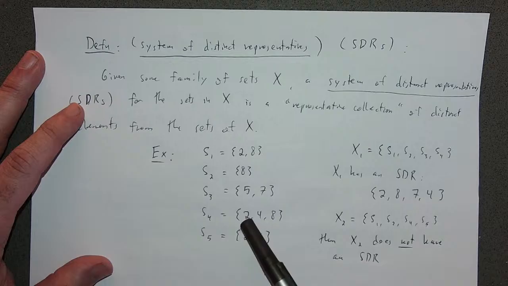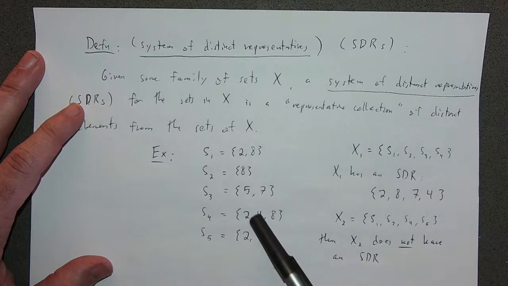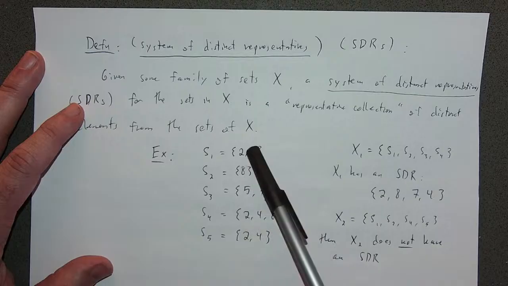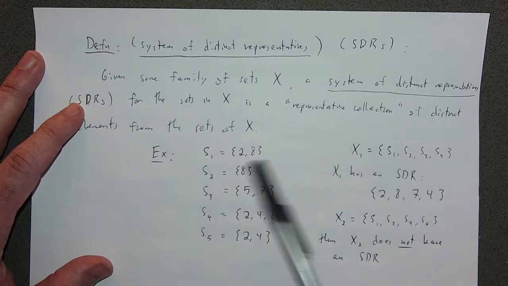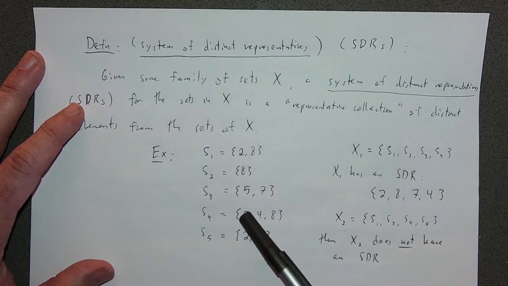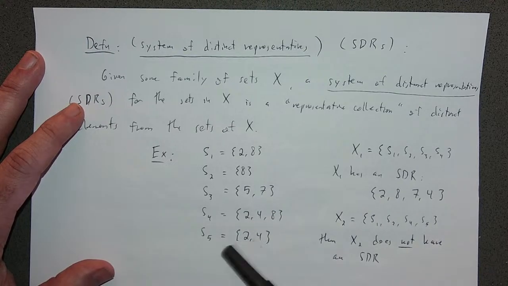For S4, I can't pick 2 or 8, so I have to pick 4. For S5, I only have 2 or 4 as an option. Either of those I pick, if I pick 4 here, I won't be able to pick it in S4, and I won't be able to pick 2 because I already chose it for S1. S1 and S2 nail down that 2 and 8 have to get chosen, so that removes 2 and 8 here, so I have to choose 4 here, but now I can't choose 2 and 4. So this does not have an SDR.